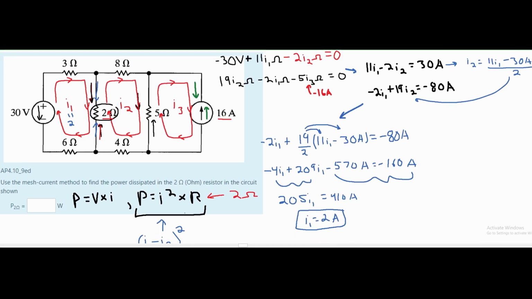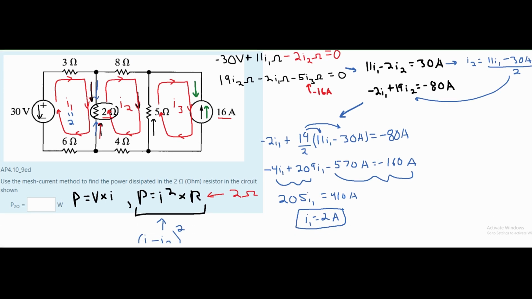Well, we do have a formula for it, and we can really just plug in what we know right here, our I1. We'll plug it back in. I'm just going to use this equation right here, and we'll plug in our I1 to be negative 4 amps. That's the I1 right there. And this is plus 19I2, and set equal to negative 80 amps. Plugging this into a calculator, we're going to get that our I2 is equal to negative 4 amps. And this is our I2.